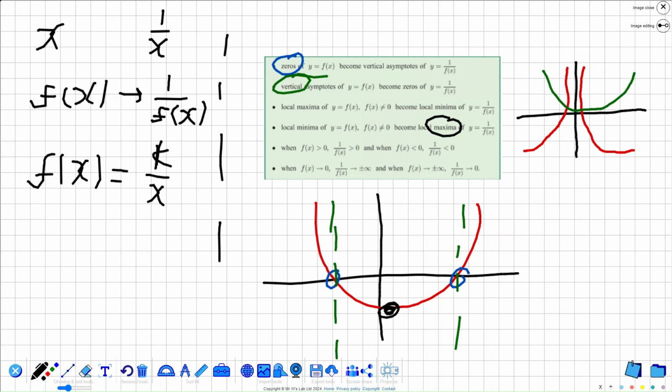And then we've got these last points to consider. When f of x is more than 0, the reciprocal will be more than 0, and when it's less than 0, the reciprocal will also be less than 0. Also, when f of x approaches 0, the reciprocal will approach positive or negative infinity, and when f of x approaches positive or negative infinity, the reciprocal will approach 0.